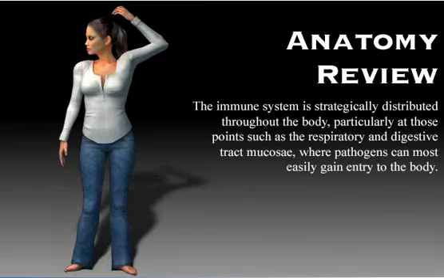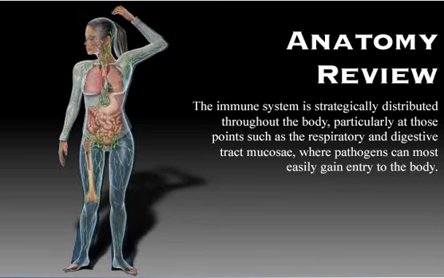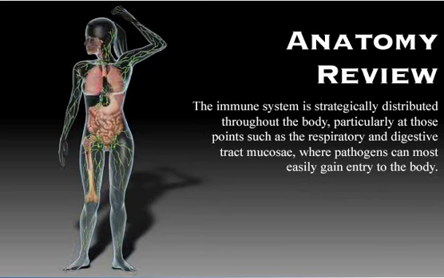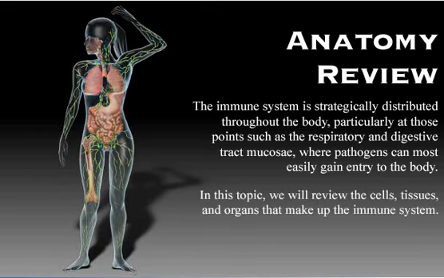A castle has defense posts distributed along its walls and at its gates, as well as guards and soldiers roaming within the walls. In the same way, the immune system tissues are strategically distributed throughout the body, particularly at those points where pathogens can most easily gain entry to the body, such as the respiratory and digestive tract mucosae. In this topic, we will review the cells, tissues, and organs that make up the immune system.